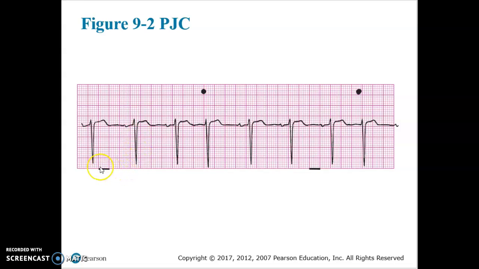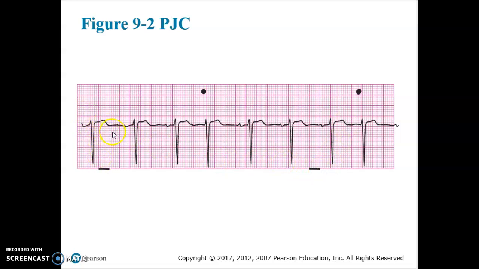Now, let's figure out the regularity. So let's march this out. And if we march this out on our piece of paper, we're going to see that all of these march out the same, but when we get to here, we have an interruption, and we have an interruption here. So it's regular, but it's interrupted by two premature beats, okay?